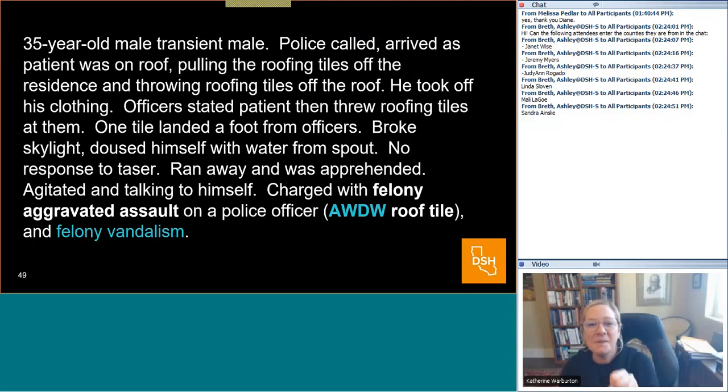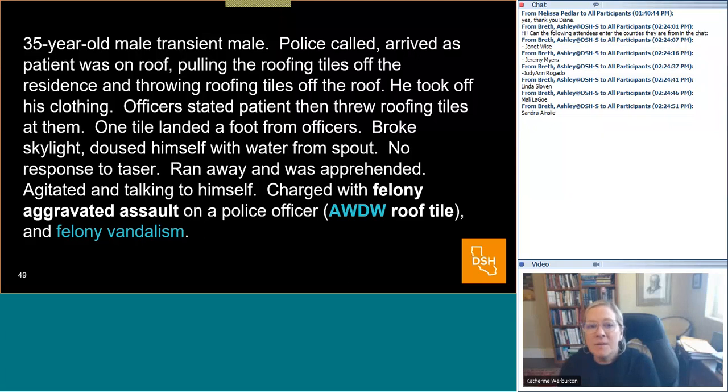So what I want to do is ground us in some human beings. These are actual cases that we pulled from 3 different counties, and it's just a case representation of the hypothesis I just gave you. One case was a 35-year-old male transient.